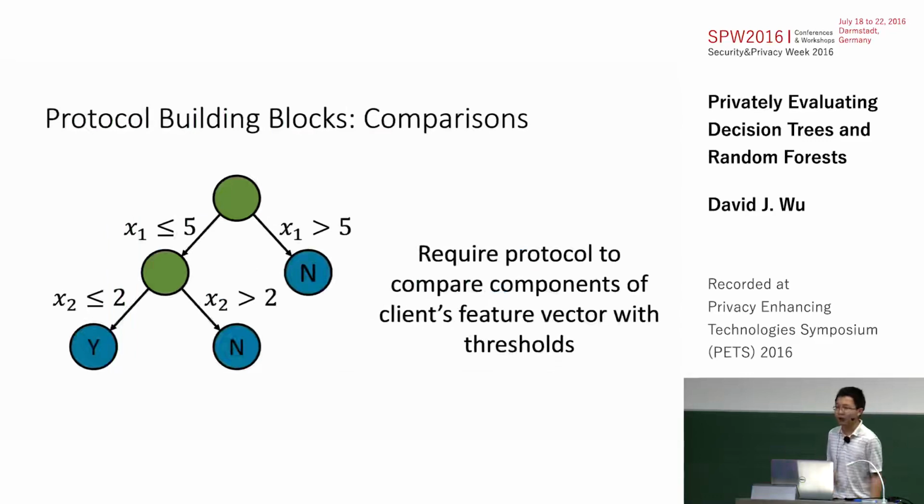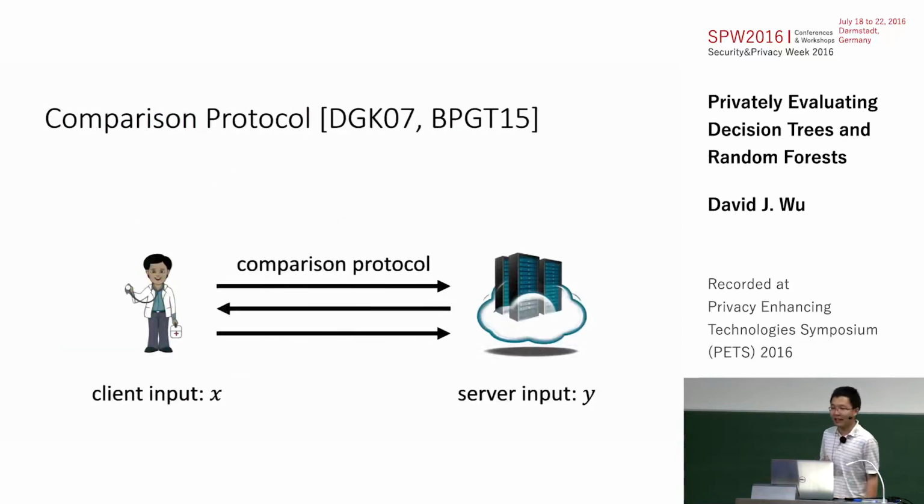Right, so the fundamental building block, as you might imagine, since we're evaluating decision trees, is some way of doing comparisons. We need a protocol that allows us to compare the components of the client's feature vector with fixed thresholds on the server's model. I'm not going to get into the details of this, since this is more or less prior work. There are many examples of comparison protocols, and the one that we use in our case is one proposed by Damgard et al. in 2007, and also used by Bost et al. in 2015.